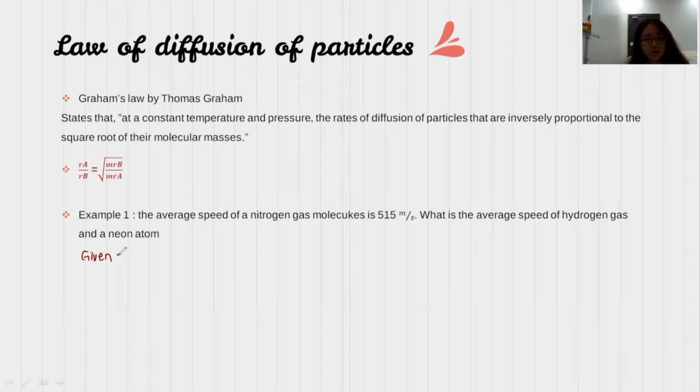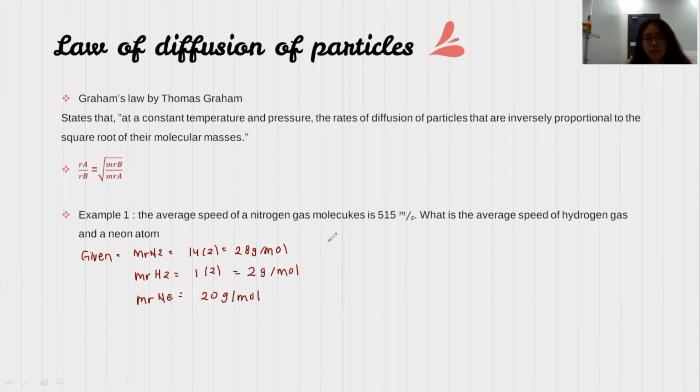Given the molecular mass of nitrogen is 14 times 2, which is equal to 28 gram per mole. Then the molecular mass of hydrogen is 1 times 2, equal to 2 gram per mole. Next, the molecular mass of neon is 20 gram per mole.